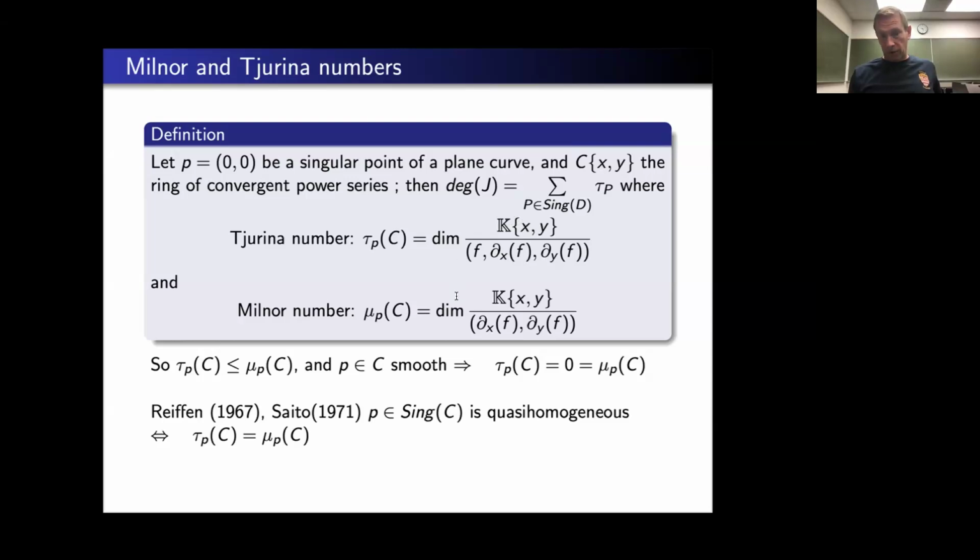These are both going to be finite dimensional vector spaces, I should say, because it's a singularity. And the Tjurina number is where we take the two partials of our defining polynomial and throw in the defining polynomial itself. So obviously, the Tjurina number is going to be less than or equal to the Milnor number because I've thrown in an extra equation. And for curves, Saito proved in 1971 that you're a quasi-homogeneous singularity exactly when the Milnor and Tjurina numbers are equal. And this was generalized to higher dimensional hypersurfaces. So these Milnor and Tjurina numbers give us a way to understand quasi-homogeneity.